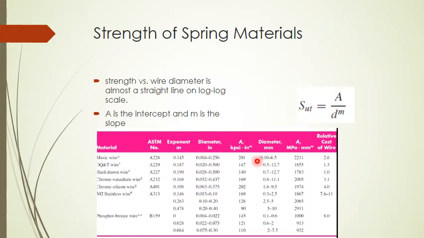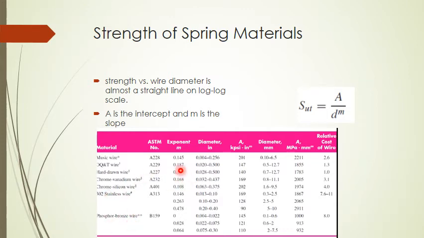A is in kpsi, kilo psi, inch to the power m. It is given for different spring materials, and it also shows that the diameter should be in this range, then it is applicable. So for different diameter ranges, these parameters are available. So see, this is for music wire, and this is for hard drawn wire, chrome vanadium wire, chrome silicon wire, and 302 stainless steel is the trade name.